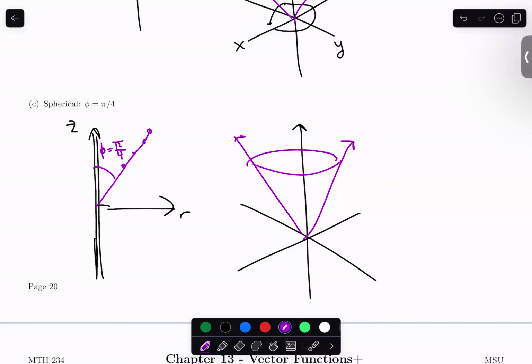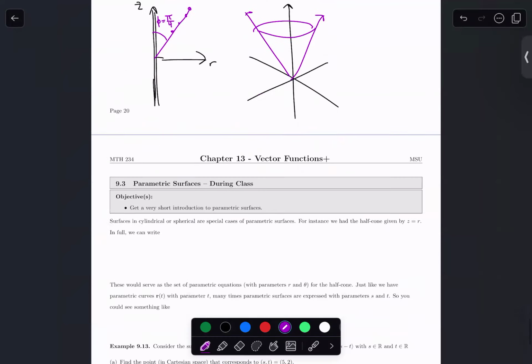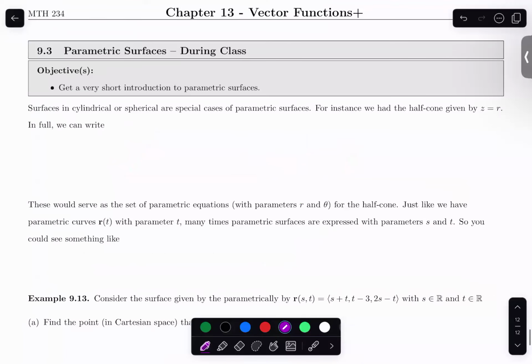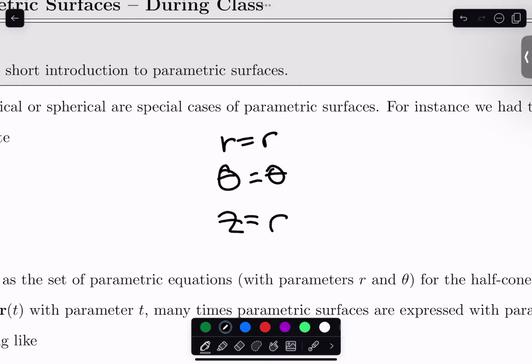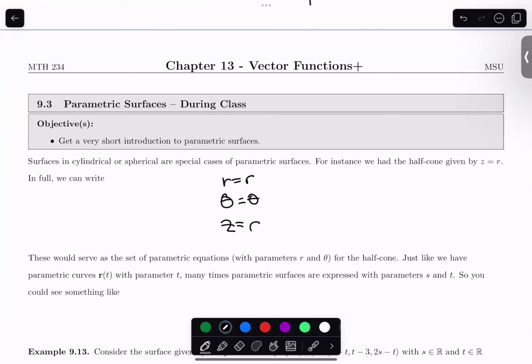All right, I do want to use the last 2 minutes here, I'm sorry to say, and at least bring up this notion of parametric surfaces. A lot of the stuff that we're doing with parametric surfaces here is just converting points. So in the special case of parametric surfaces, we could let r be equal to r, theta be equal to theta, and z be equal to r, for instance, in this last case. And then we could come up with a set of parametric equations based on the parameters r and theta.